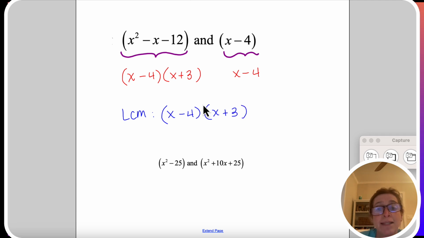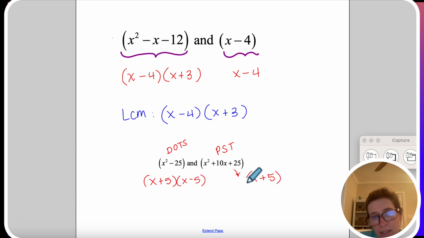All right, next one's a little bit trickier because they both have to be factored. I have a difference of squares here, and I have a perfect square trinomial here, or a PST. So I'm going to factor them both. So x plus 5, x minus 5, and this one becomes x plus 5 squared. Okay, remember, it's all of the factors the most times they occur, and so x plus 5 squared is the highest. So my LCD, or my LCM, would be x plus 5 squared and x minus 5.